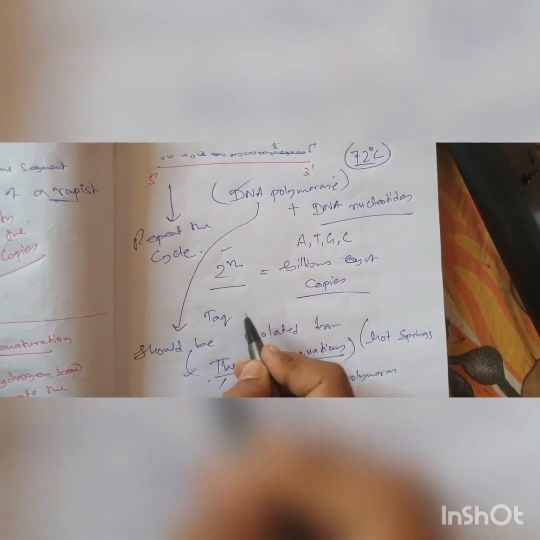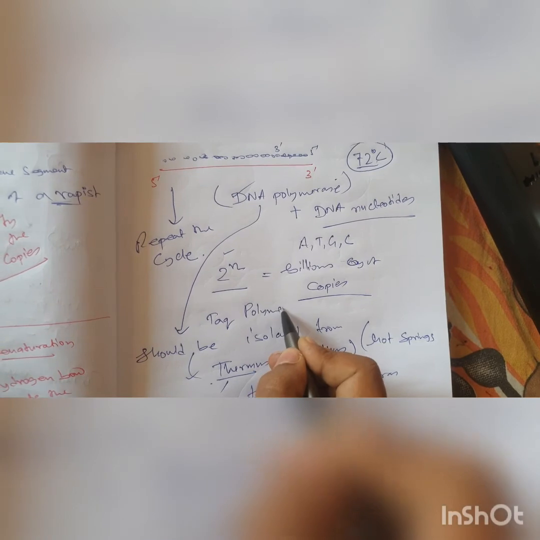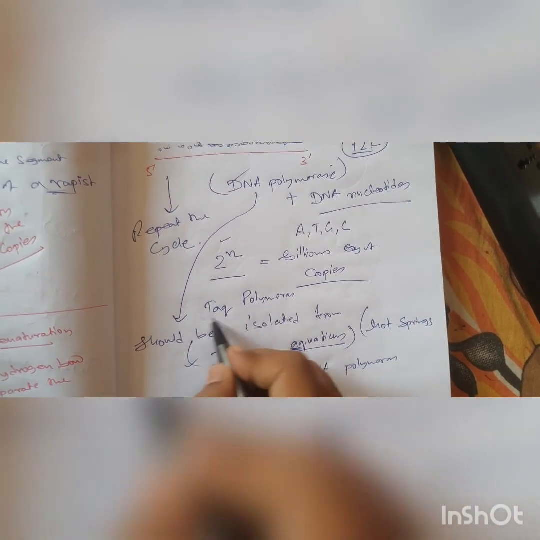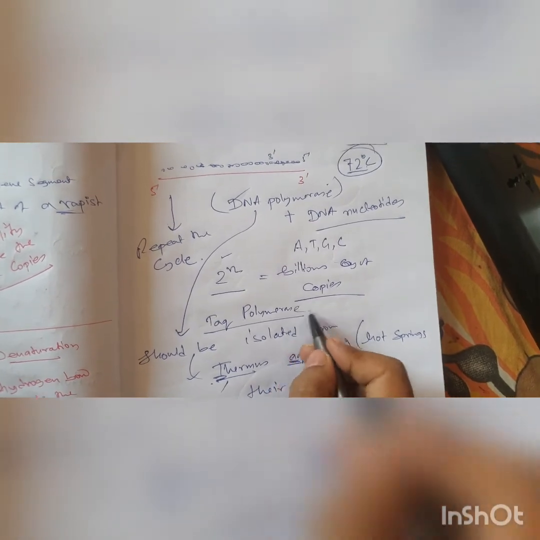Are you getting my point? So that's why this type of DNA polymerase is also known as Taq polymerase. Why Taq polymerase? TAQ, Taq polymerase. Understand? So this is all about PCR.